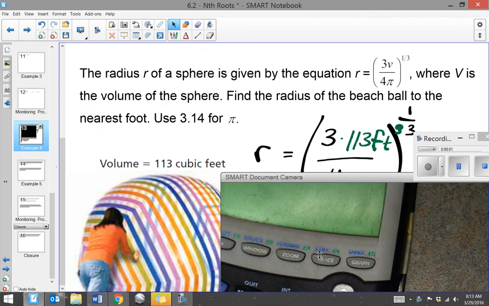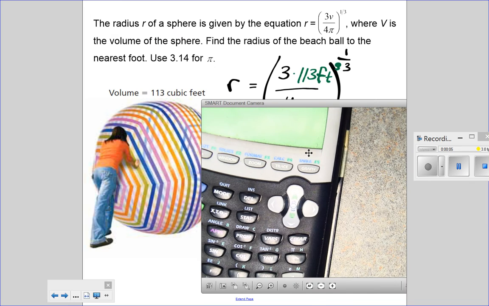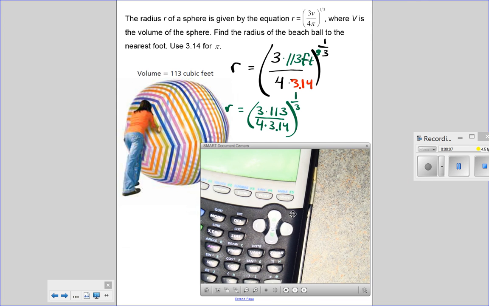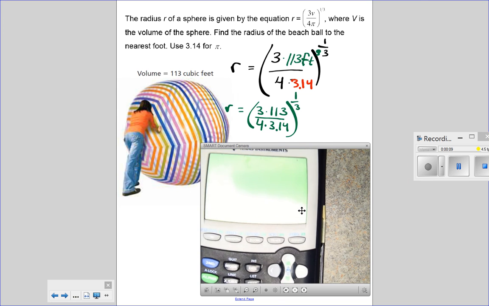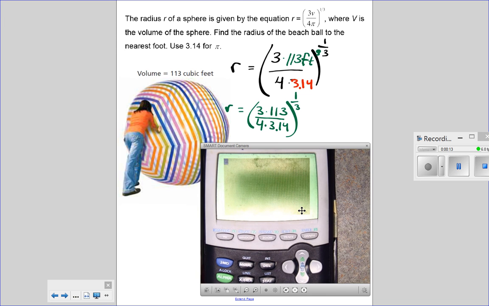If I get the calculator going here, I'd want to take, I'm going to use some parentheses. 3 times 113 divided by 4 times 3.14. All of that to the 1/3 power.